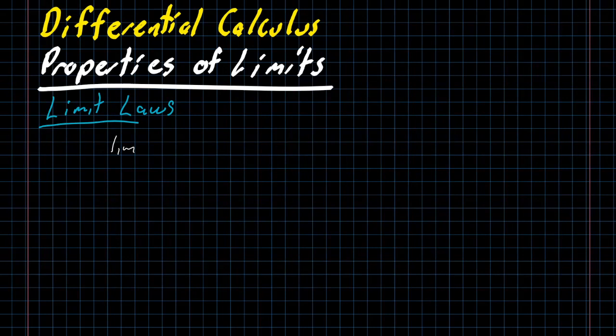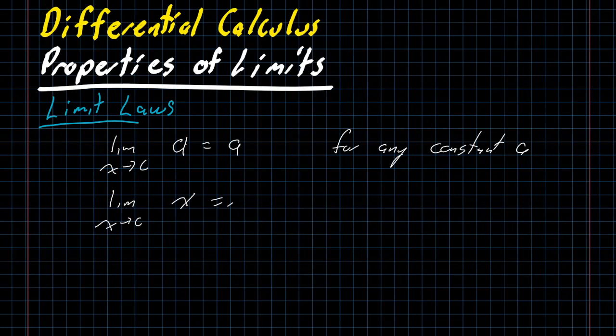The limit as x approaches c of some constant a is equal to that constant. And the limit as x approaches c of x is equal to c. I think that these two limit laws, these two properties, are fairly self-evident.